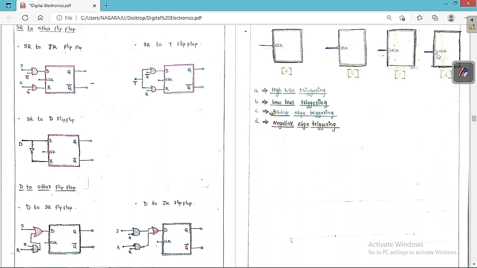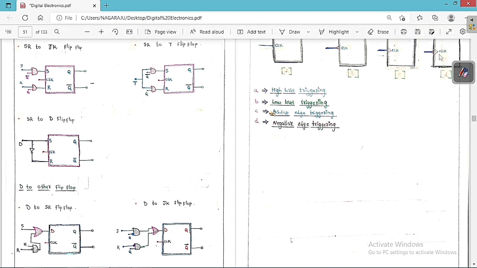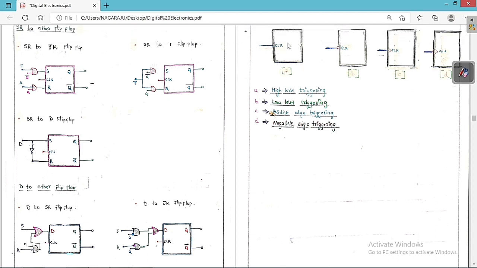Similarly, negative edge triggering means there is a bubble here with the arrow. So whenever the clock is going from high level to low level, there is a negative edge triggering. At this condition, the circuit is going to act. Generally, inputs are going to pass through to the output, otherwise it's going to stay in the previous state. So these are the important points that you always have to remember. During this triggering only, based on the inputs, the output is going to vary. In the remaining time, it is always going to stay in the memory state.